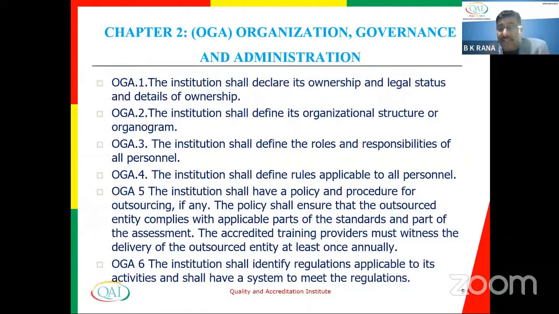The institution shall define the roles and responsibilities of its personnel. So anybody who's working in the organization is called personnel. Each one of them has their own roles and responsibilities. Specifically, you can have it in the job description. The institution shall define rules applicable to all personnel. So any rule which is applicable to anyone needs to be defined.